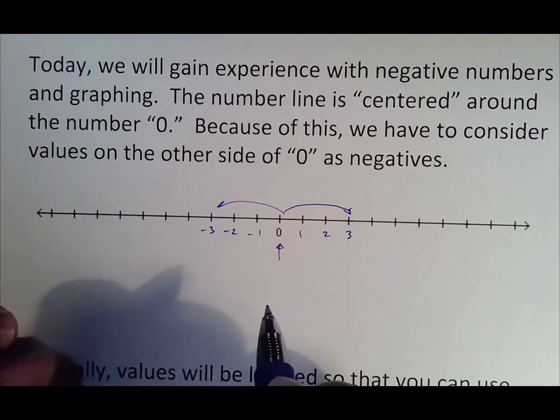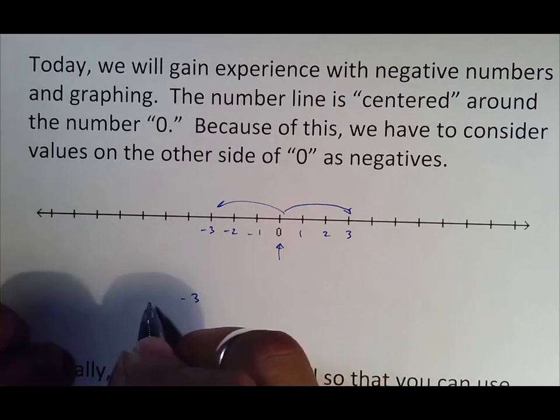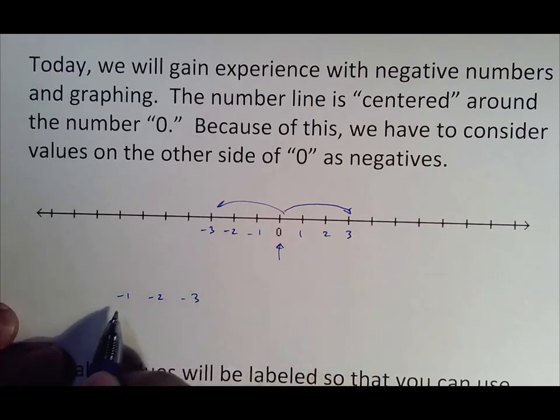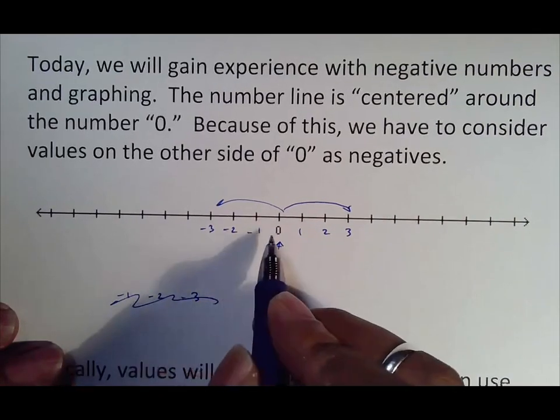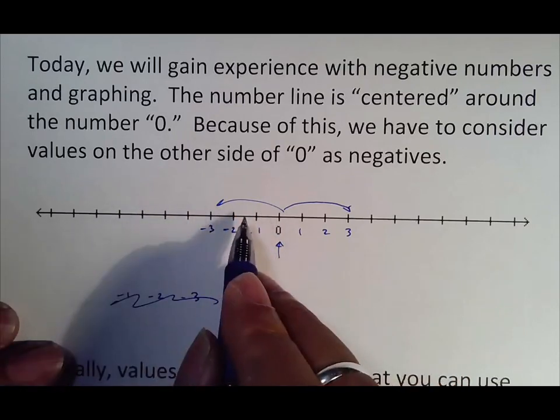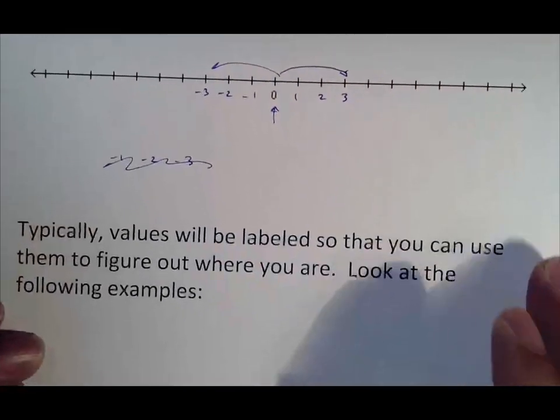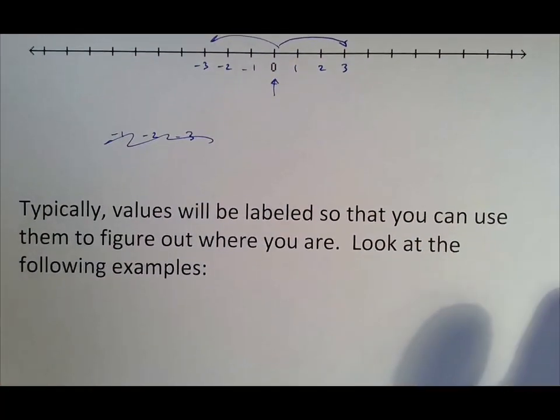The key thing to remember is that it doesn't go negative 3, negative 2, negative 1, because that's actually backwards. Negative 1 is closer to 0, negative 2 is closer to 0 than negative 3, and so on and so forth. And the bigger the number, the further you are going to the left. Typically values will be labeled so you can use them to figure out where you are. So let's look at the following examples real fast and see what we got.